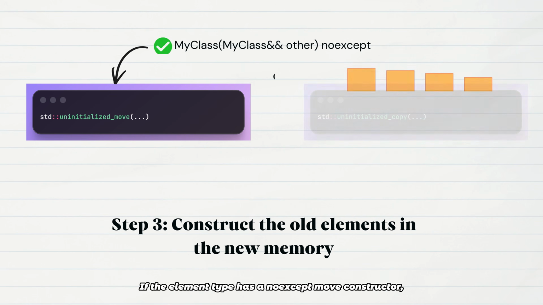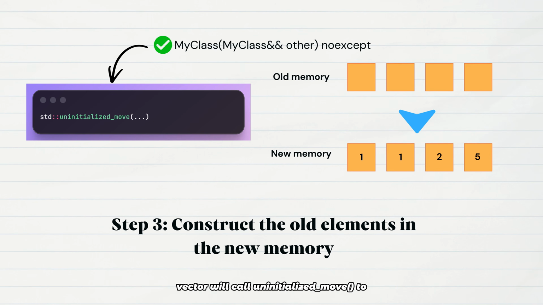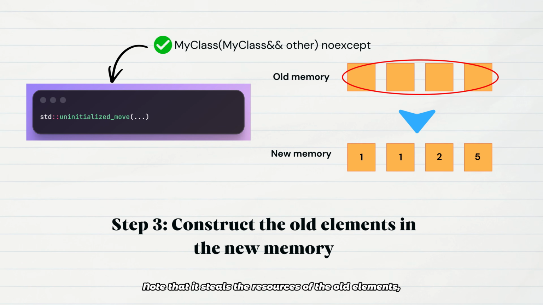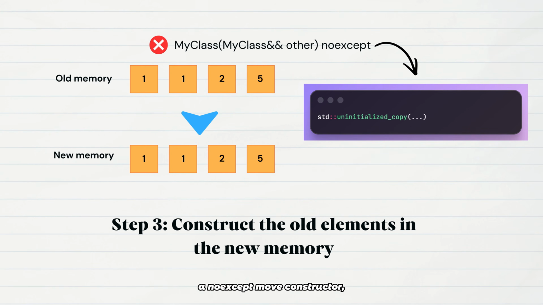If the element type has a noexcept move constructor, vector will call uninitialized_move to move the old elements to the new memory. Note that it steals the resources of the old elements. The old elements will become empty shells but will not be destroyed, which is extremely efficient with almost no extra overhead. If the element type does not have a noexcept move constructor, vector will fall back to uninitialized_copy and honestly copy the old elements to the new memory. Copying is a deep copy which will reallocate resources and is inefficient.